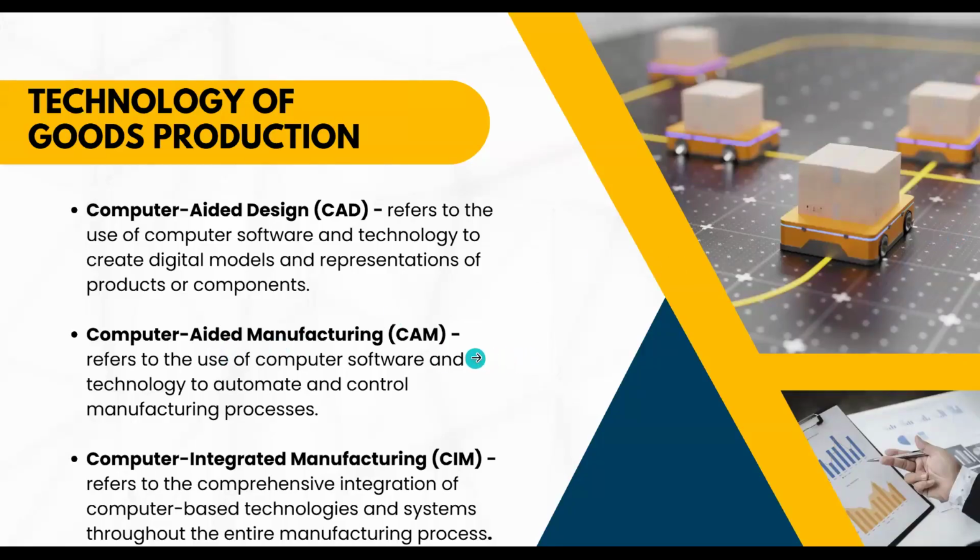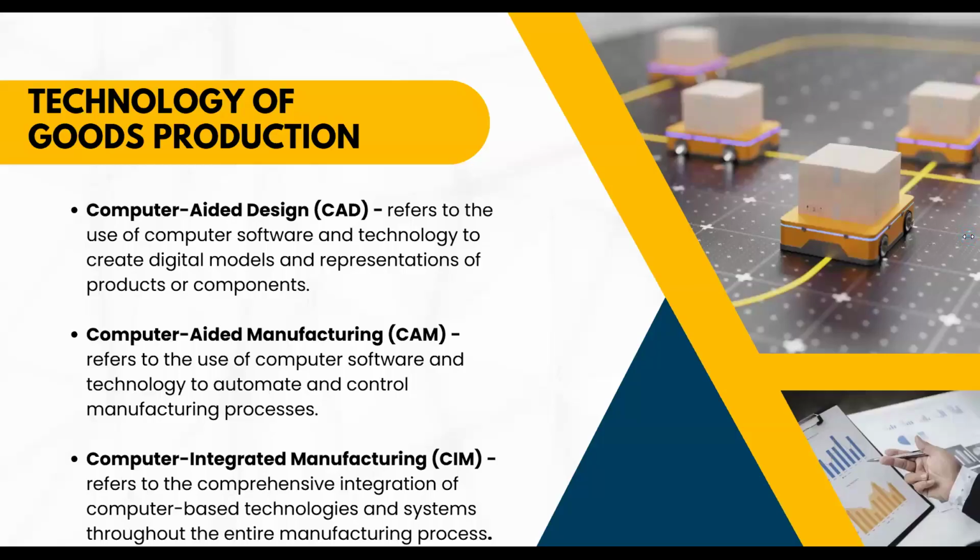Computer-aided manufacturing, also known as CAM, refers to the use of computer software and technology to automate and control manufacturing processes. Some examples of these are 3D printers, laser cutters, and milling machines. CAM machines can perform repetitive tasks quickly and accurately. Some products that were produced with CAM are automotive parts, aerospace components, and electronic devices.